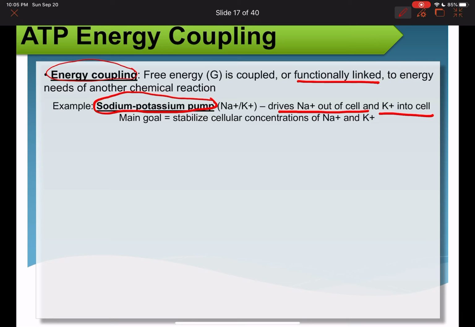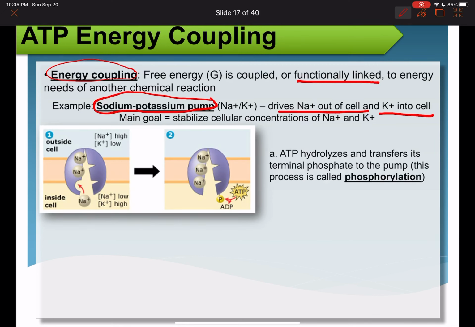So the main goal of the sodium-potassium pump is to stabilize the cellular concentration of these two ions, sodium and potassium. But this is not a spontaneous process, like I was saying. It will require an input of energy from an ATP molecule. So this pump is a protein that looks something like this right here, this purple glob, and it sits in the plasma membrane. So this right here is really representing your plasma membrane.